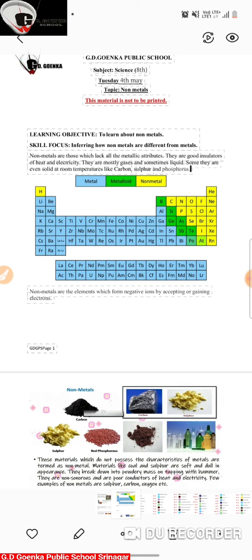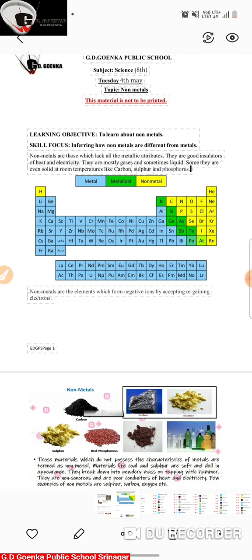As we already know, metals and non-metals are elements that are available around us. So it is very essential for all of us to know whether a particular element is a metal or a non-metal. These materials can then be further divided into metals and non-metals.